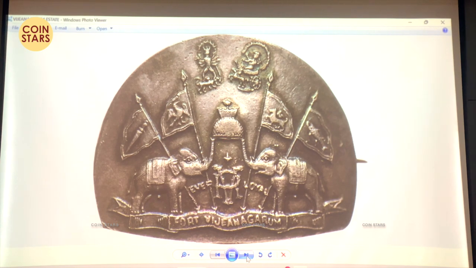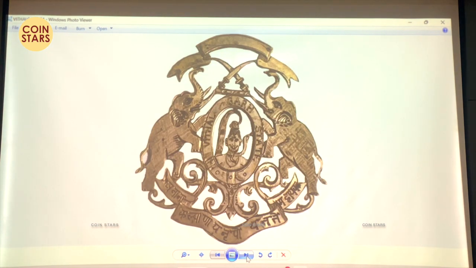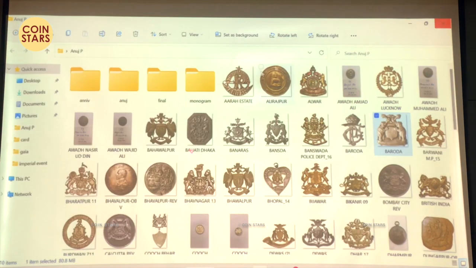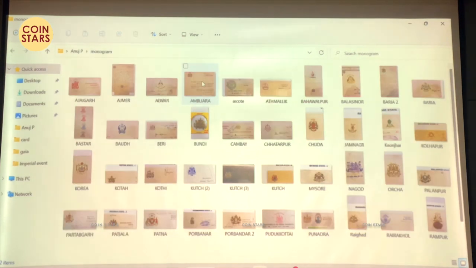Next. This is Vithalgarh state. Shankar Bhagwan in the middle, in the shield, two elephants holding it. Where is it? In Maharashtra. Next. Now we get over with these metal monograms. I will show you a few letterheads.